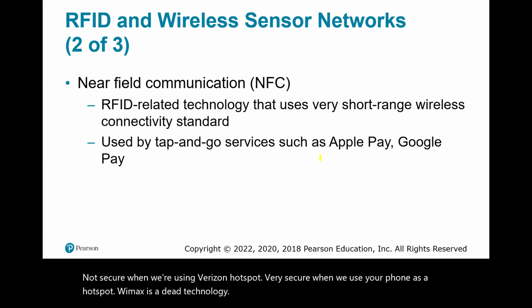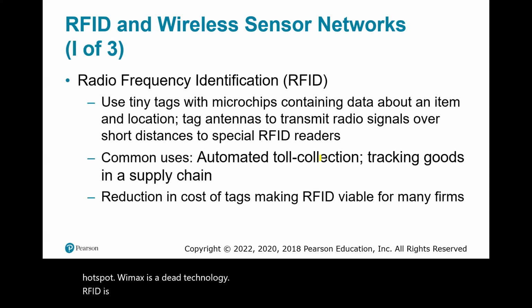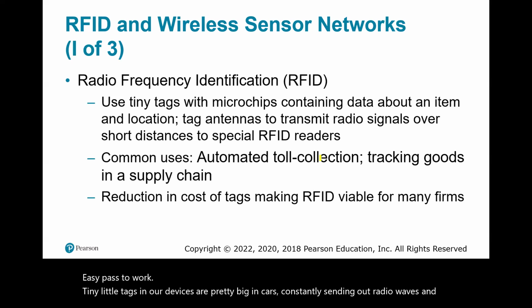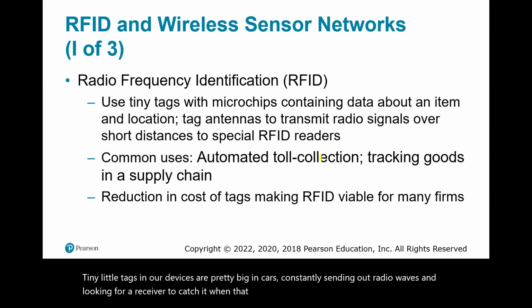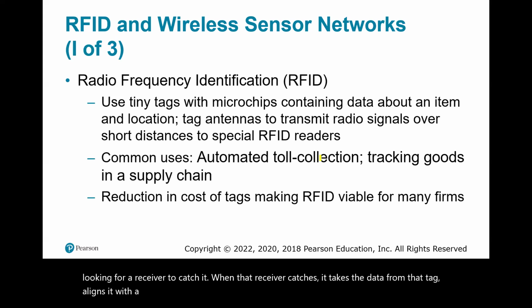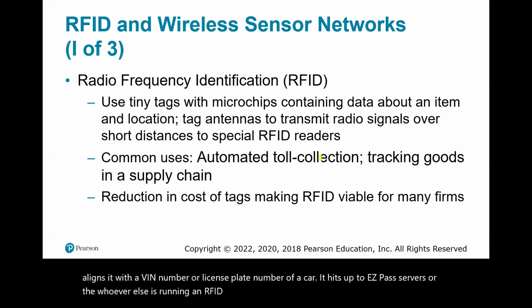RFID is what now allows EasyPass to work. Tiny little tags in our devices, and pretty big in cars, constantly send out radio waves looking for a receiver to catch it. When that receiver catches it, it takes the data from that tag, aligns it with a VIN number or license plate number of a car. It hits up the EasyPass servers or whoever else is running an RFID system, and it takes tolls from us.